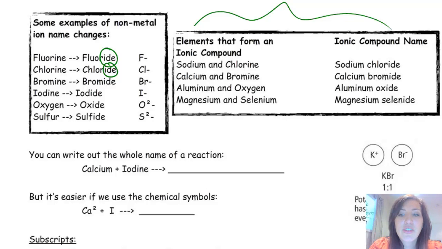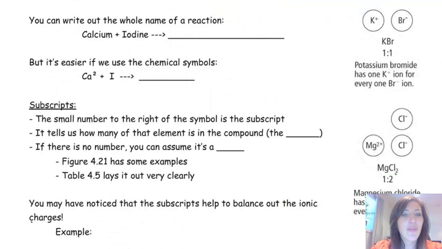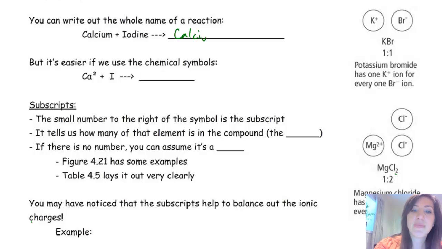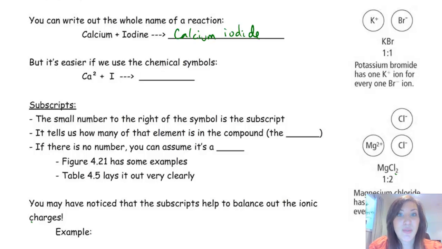Sodium and chlorine make sodium chloride. Calcium and bromine make calcium bromide. So we can write out the whole name. So for example, here we'd have calcium iodide. But that can get very tedious writing all these words out all the time. So it can be easier just to use the symbols of the elements.